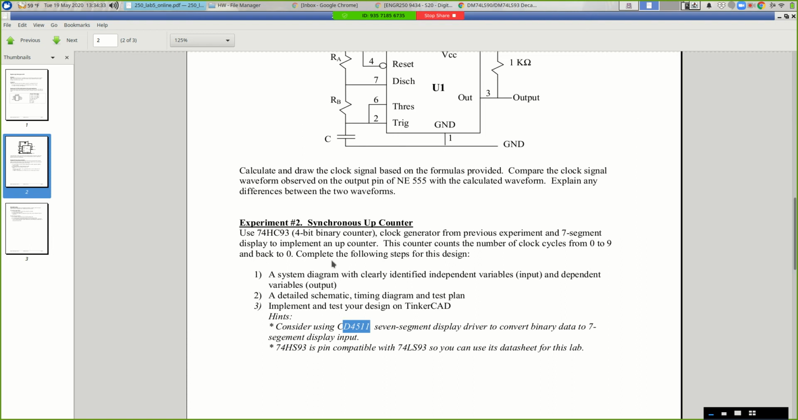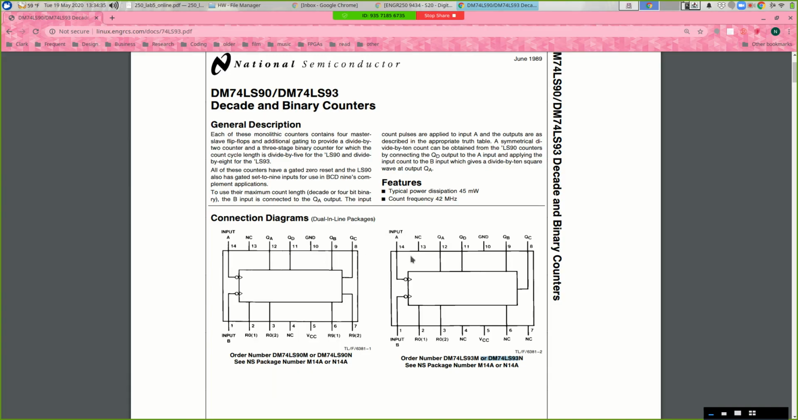Alright, so how are we going to do this? Let's look at this chip. So this chip has a pair of inputs, has a few pins with no connections. It has outputs QA, QD, QB, QC. Ground on pin 10, power on pin 5. That's different. Okay. And then these two inputs, RO1 and RO2.